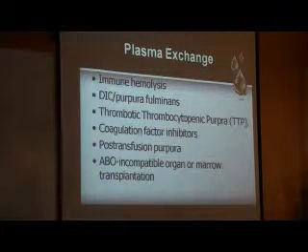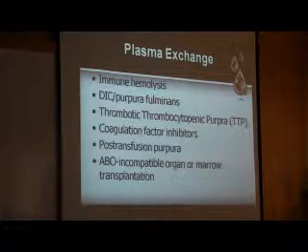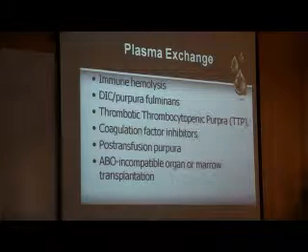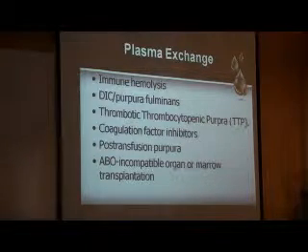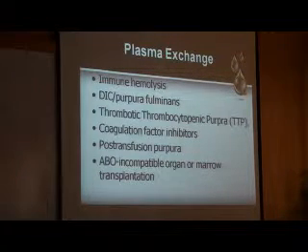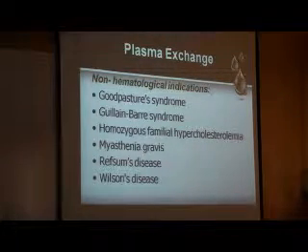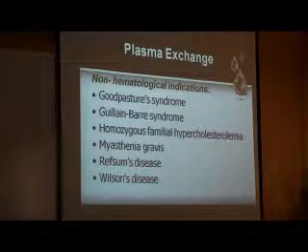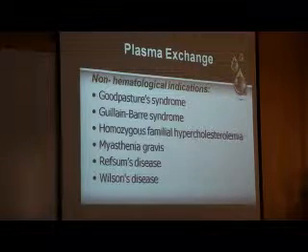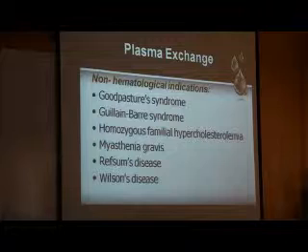Till now, I'm talking about hematological indications only, but to be honest and fair, the hematological indications for apheresis are not the most important indications in pediatrics. There are more important indications which include Goodpasture syndrome and Guillain-Barré syndrome. Guillain-Barré is very common in children, and it's treated by apheresis, and it gives very good results.